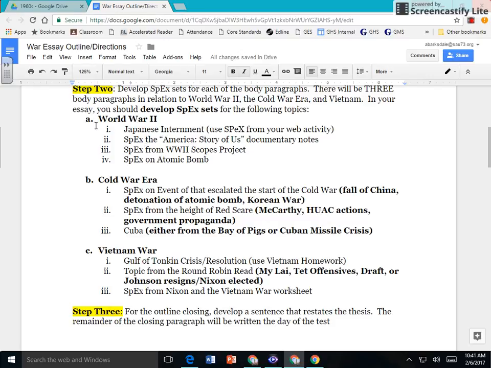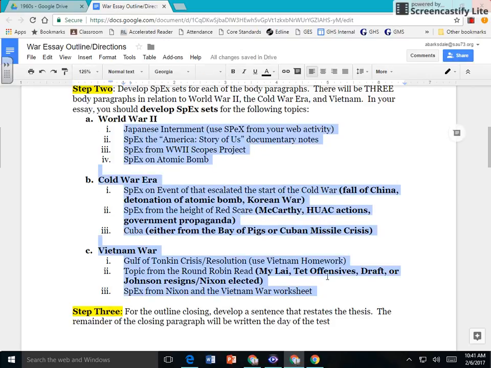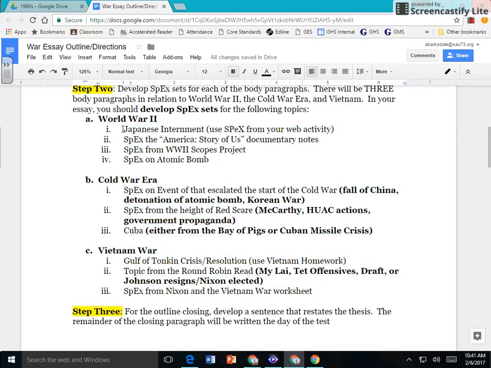But your job is to use this entire section as your checklist of worksheets and elements that you need to find in order to collect your evidence. For World War II, I'm going to ask you to look at the Japanese internment web activity, the America: The Story of Us documentary notes, a specs from your World War II scopes project that you did. You should have a note-taking sheet as well as your own notes, and a specs on the atomic bomb from the atomic bomb debate that we did.